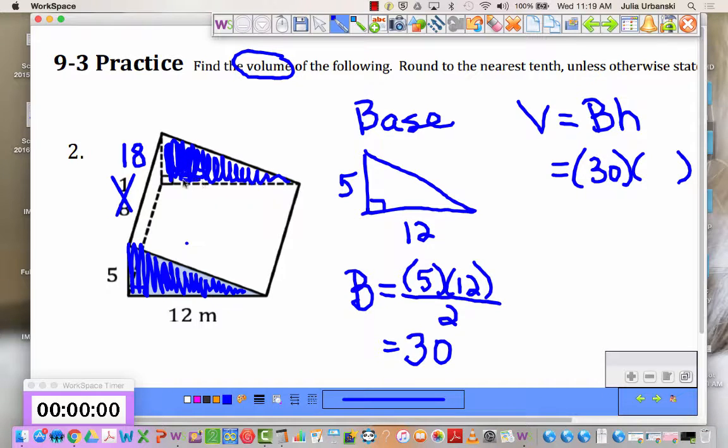Okay? Just think of it as the ones that match. So from this triangle to that triangle, the distance that connects it is the height. Alright, so what is the volume? 540 meters cubed.